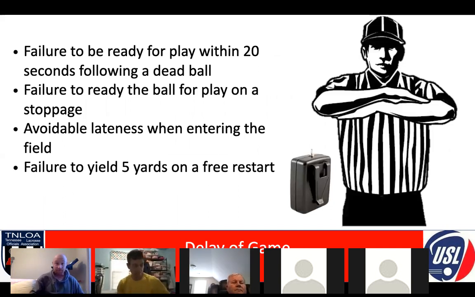Delay of game. Failure to be ready for play within 20 seconds following a dead ball is a delay of game penalty. Failure to ready the ball for play upon a stoppage is also a delay of game.